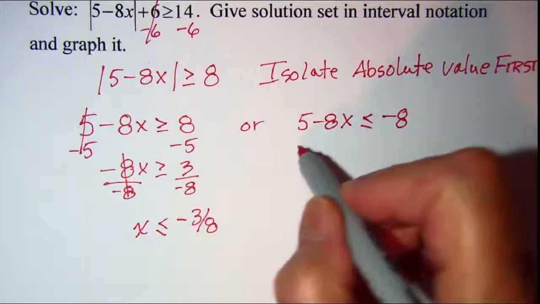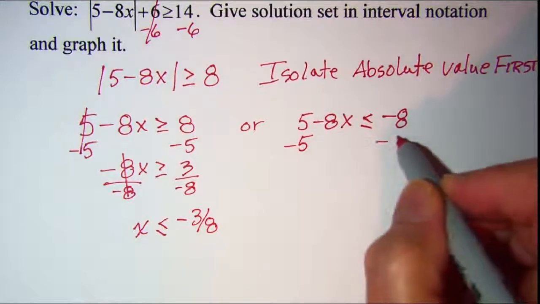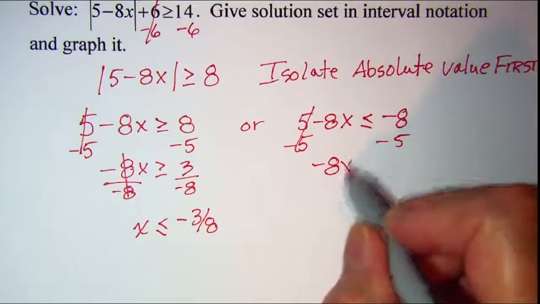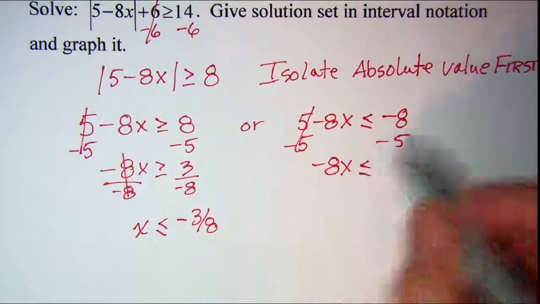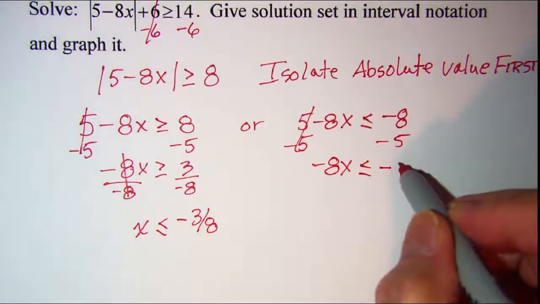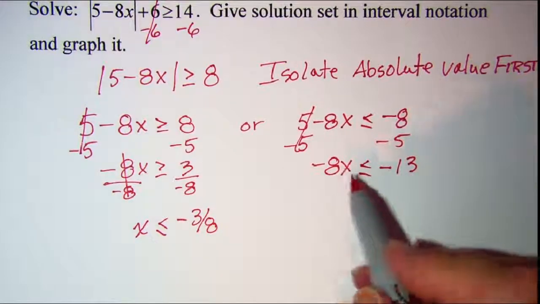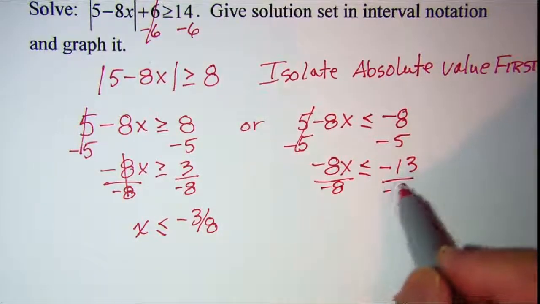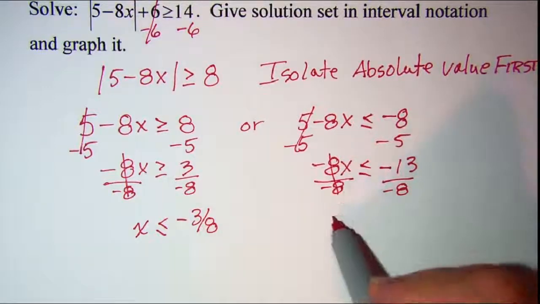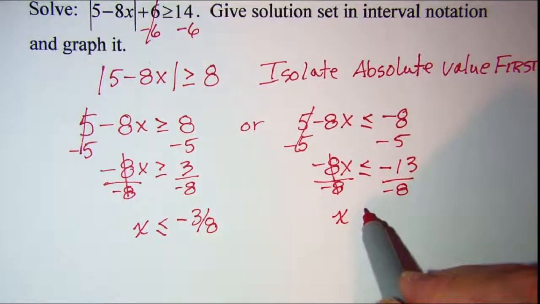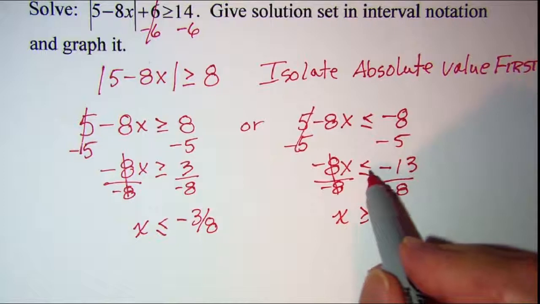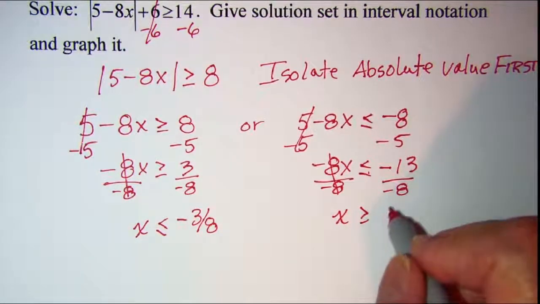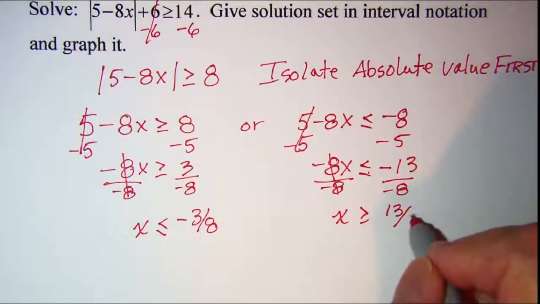On this one, subtract 5 from both sides. These will cancel. Negative 8x is less than or equal to negative 13. Divide both sides by negative 8. And x is greater than, remember to change the direction of your inequality, and this will be a positive 13/8.